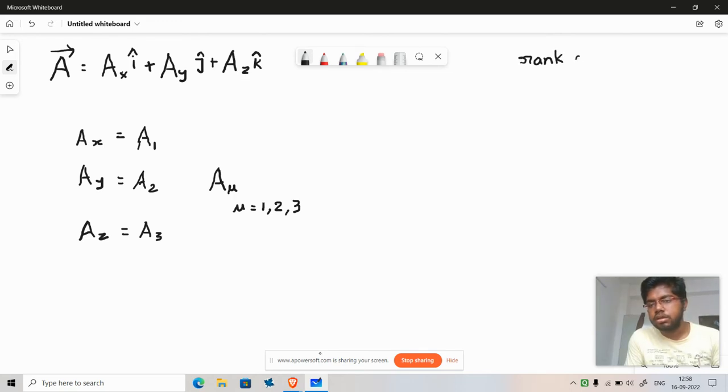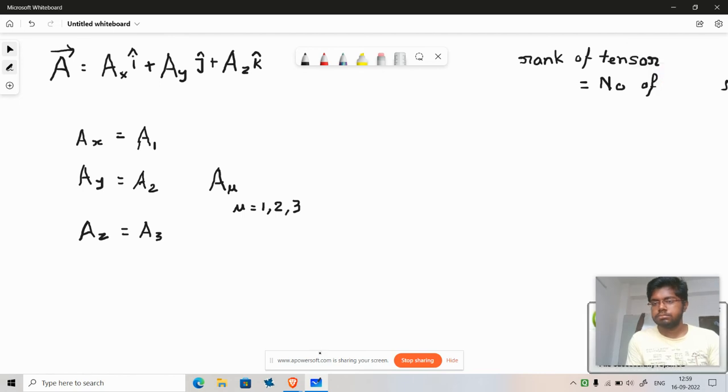Rank of a tensor is the number of indices. Okay, the number of the index.